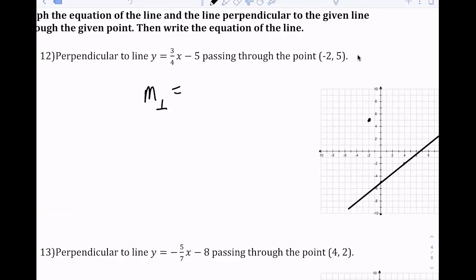Would it be -4/3? Yay, -4/3. That is correct. That is the rule for perpendicular. Parallel, what's the rule? Slopes are what? Parallel slopes are equal. Perpendicular slopes are opposite reciprocals. Opposite just means opposite sign. If one's positive, the other one's going to be negative, and if one's negative, the other's going to be positive, and then you take the reciprocal. That's it. So that's why the slope of the perpendicular is -4/3.